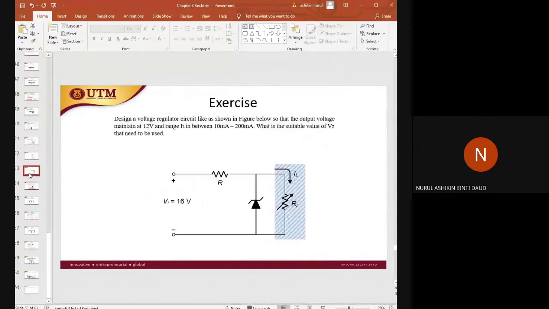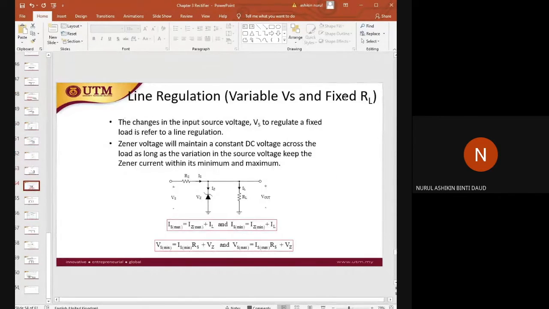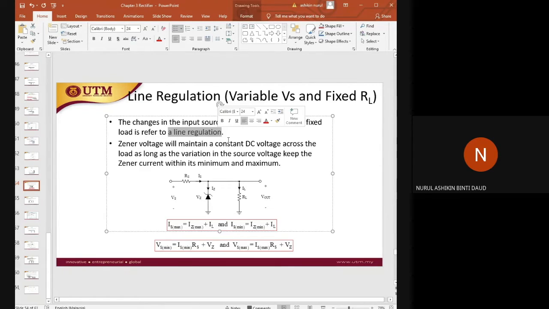Okay, and then next is variable VS and fixed RL. So the changes are in the input source. Now the input source voltage is not regulating, it is variable. It can change. So to regulate with a fixed load is referred to as line regulation. So now it is line regulation, no longer load regulation.